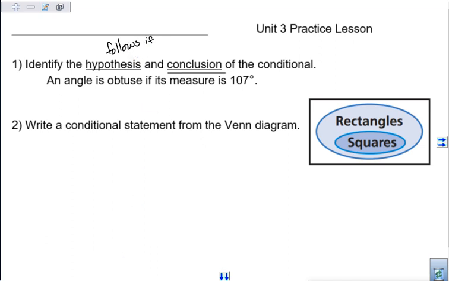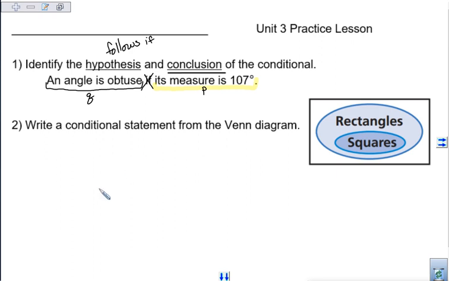That means that in this statement, our hypothesis is it measures 107 degrees. And that means that our conclusion is an angle is obtuse. Notice I did not say anything about if. Hypothesis is its measure is 107 degrees. Conclusion is an angle is obtuse.